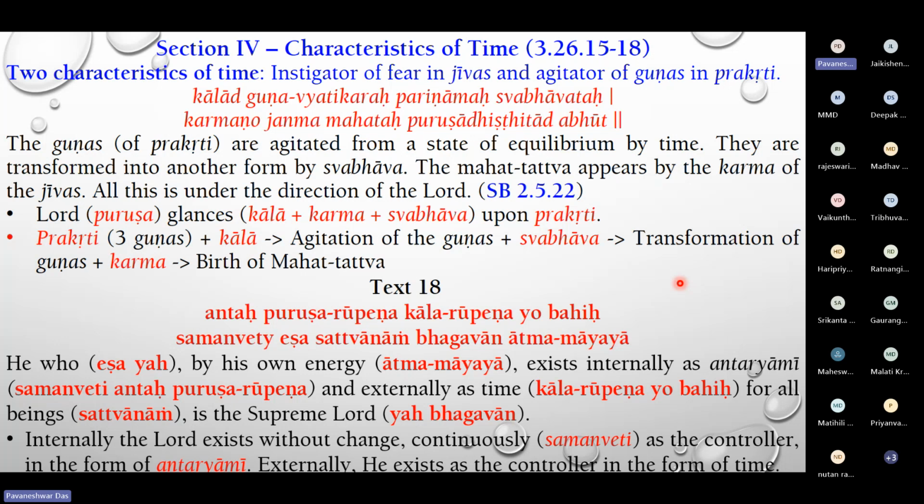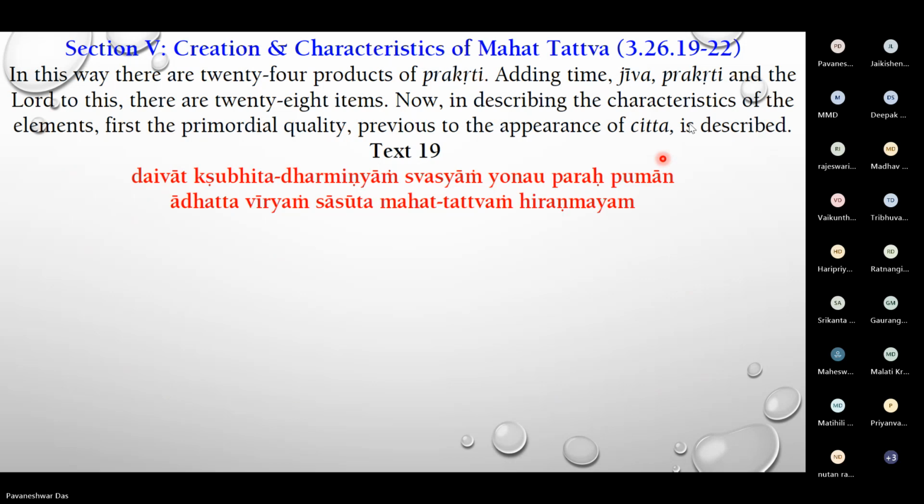So thus, in this way, there are 24 products of Prakriti: Pancha-bhuta, Dasha-indriya, Chatur-antahkarana. Adding time, Jiva, Prakriti, and Lord to this, there are 28 items in total. Now, in describing the characteristics of the elements, first the primordial quality previous to the appearance of Chitta is described. Basically, Mahatattva onwards will be described. So till now, Lord Kapila talked about Ishvara, talked about Prakriti, talked about Jiva, and also talked about Kala. Four discussions are done. 24 remaining. So we will discuss them in the next class.